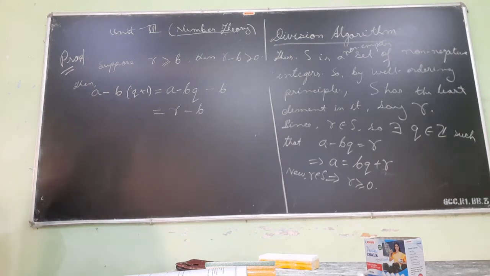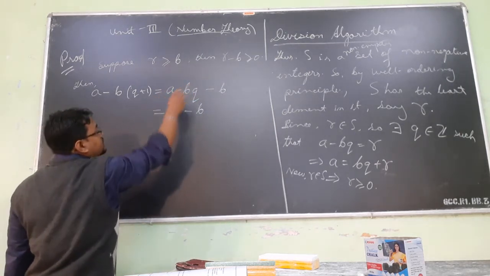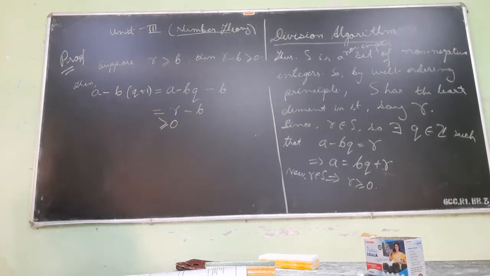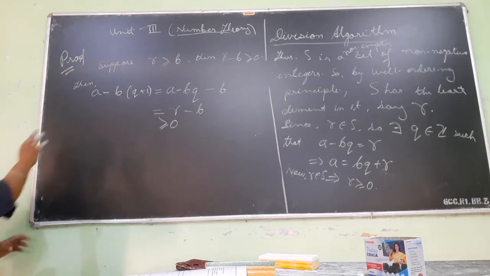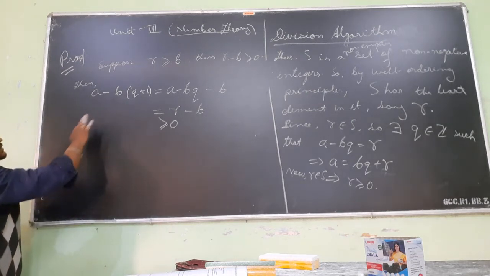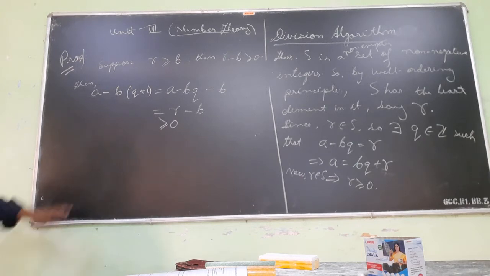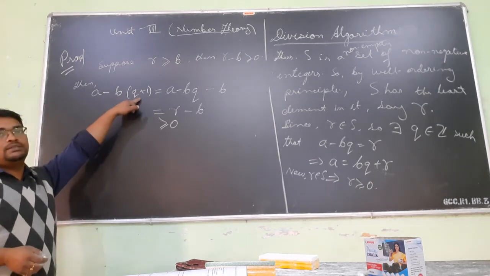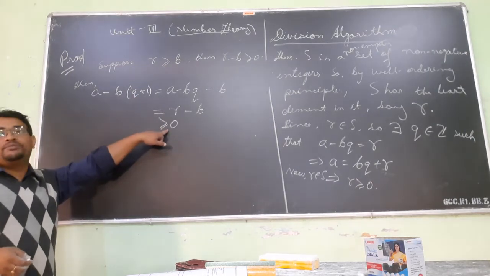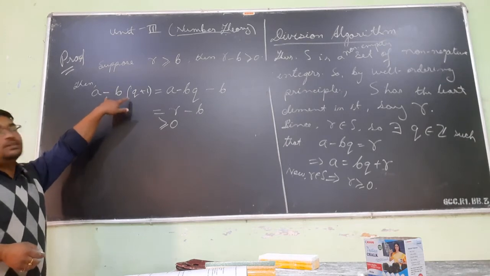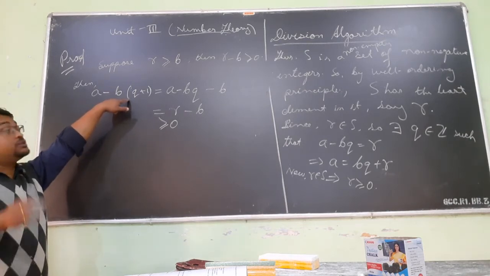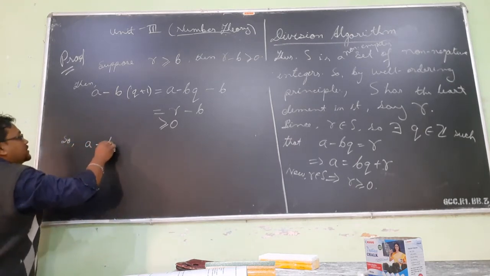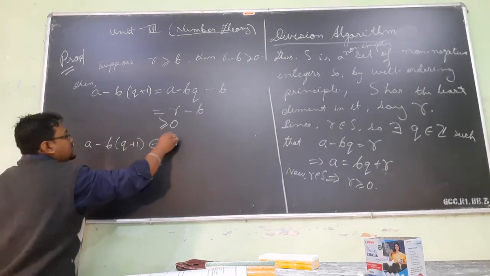Okay, clear. And what is R minus B? Just now we have seen, this is greater than or equal to 0. So what does this mean? This is an element of the form A minus B into some integer, and it is also non-negative. So this is an element inside S. A minus B into Q plus 1 is an element inside S.